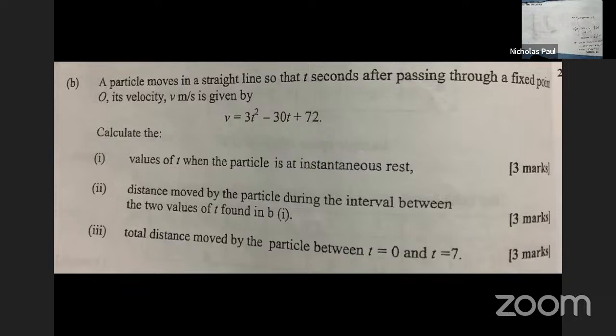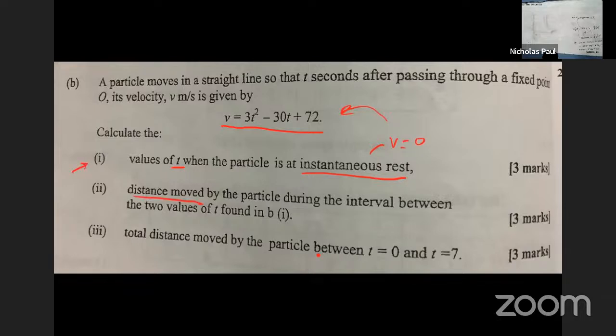A particle moves in a straight line so that t seconds after passing a fixed point, the velocity is given by that. So they gave you the equation for velocity. Then they said find the value of t at which it is instantaneously at rest. How are you doing that? You're basically taking v equal to 0, putting it in here and solving for t.